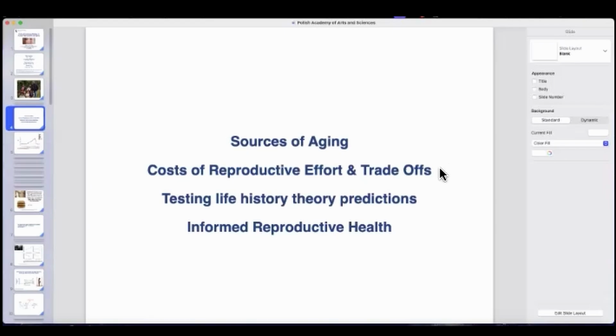But we've developed methods in order to do this, to actually test these predictions. And then finally, one of my tangential interests is how this research can contribute to what I call informed reproductive health.